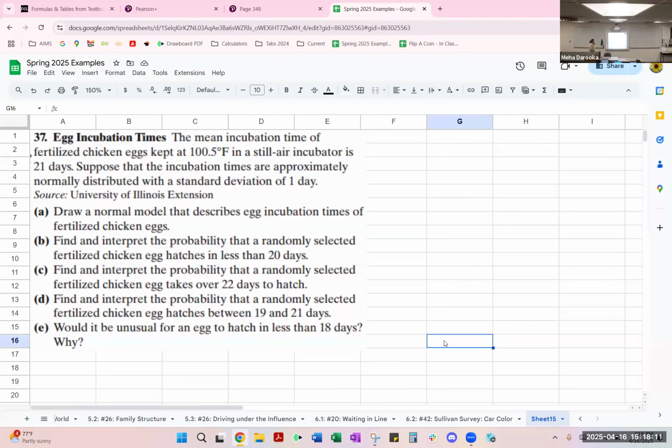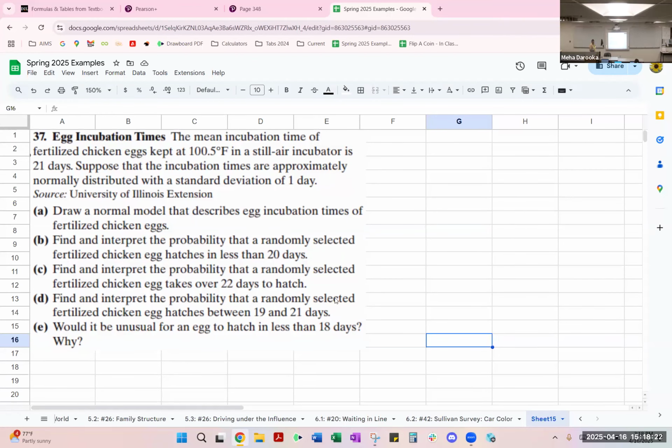Okay. So as you can see, we're talking about the mean incubation time of fertilized chicken eggs kept at 105.5 degrees Fahrenheit in a still air incubator, which is 21 days. So the mean time for incubation is 21 days. Suppose that the incubation times are approximately normally distributed. Again, that's the keyword we always want to make sure is there. It has a standard deviation of 1 day. And you can see this is from the University of Illinois Extension.